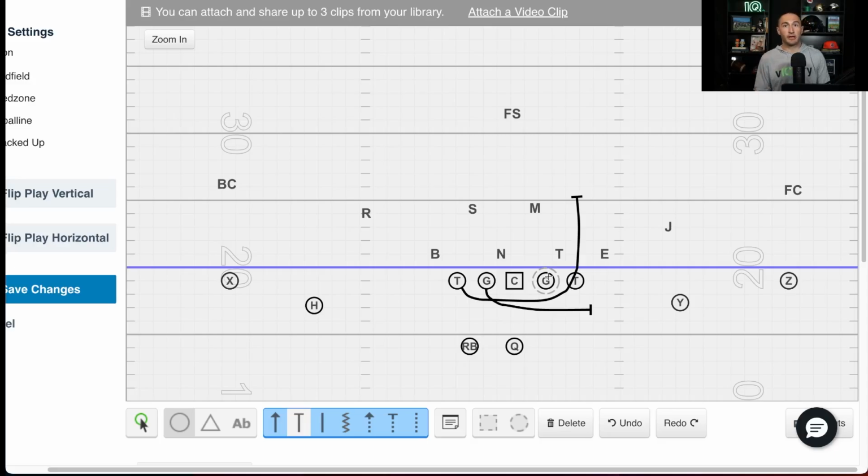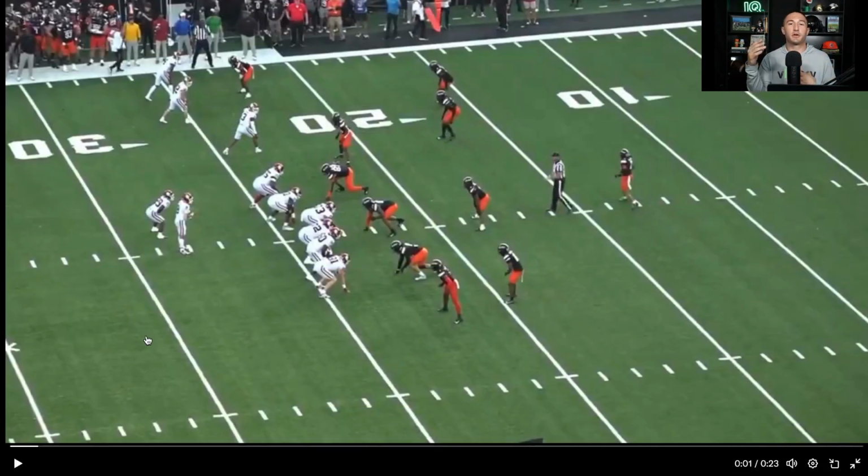So we're going to take a look at a game cut up now, so that way you can understand GT counter. Okay, this clip we have is from Oklahoma running GT counter. Same way we drew it up.